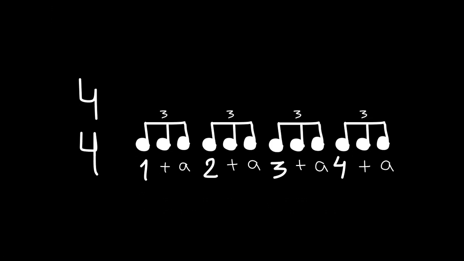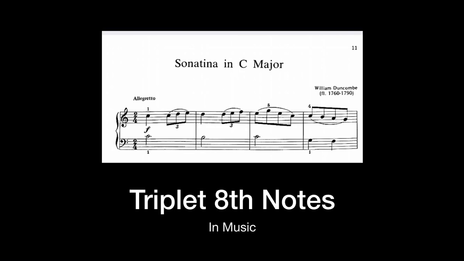Let's take a look at triplets in a song, Sonatina in C major by Duncombe. This is a song in 2/4 time, so the counts need to add up to 2. I will write the counts so it is easier to follow along. Let's count through. 1, 2 and 1, 2 and 1 and 2 and 1 and 2 and. Notice how the triplets are slightly faster than the regular eighth notes.